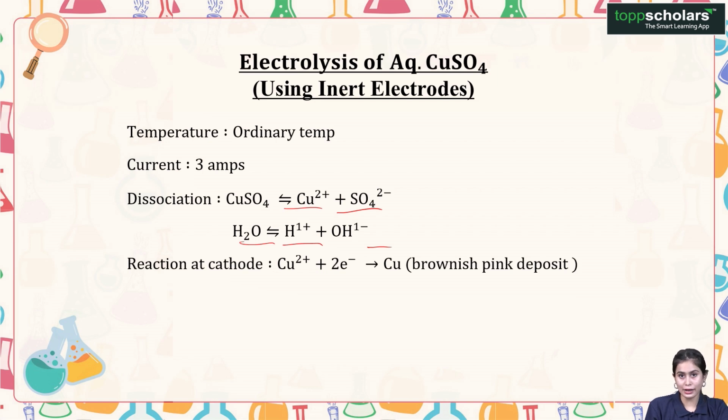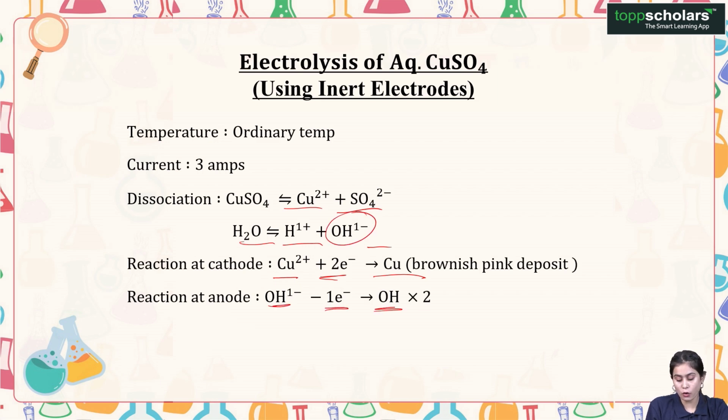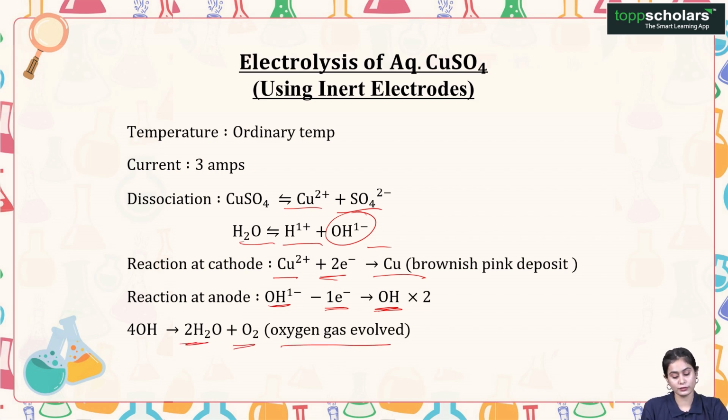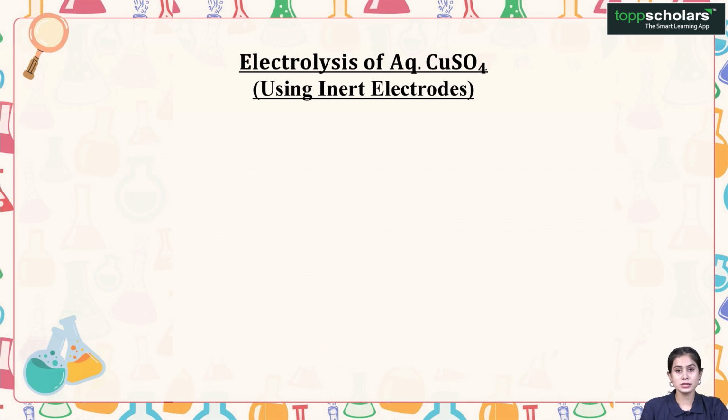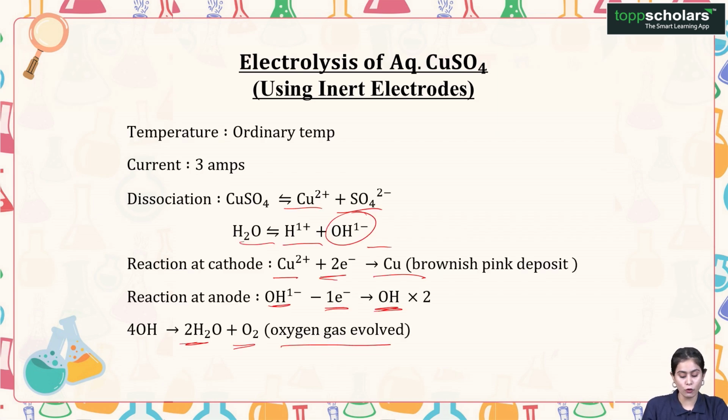Cathode reaction and the anode reaction, see what happens. Cu2+ will gain electrons and form the copper brownish pink deposit. At the anode, what will happen? Your OH- will lose electrons and form OH, and from that you get H2O plus O2, and oxygen gas will be evolved. So instead of copper ions getting formed, here we have oxygen gas that is getting evolved.